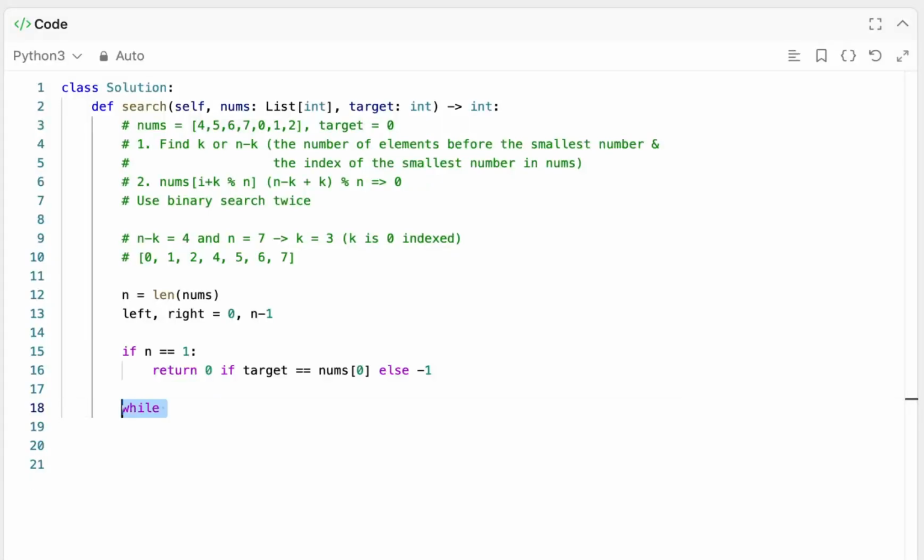So let me call this find k, right? And for this, I'll be giving nums as an input. I'll be giving left, right. Do I need this actually? Yeah, it can be a good idea to have this method so that I can return as soon as I find it.